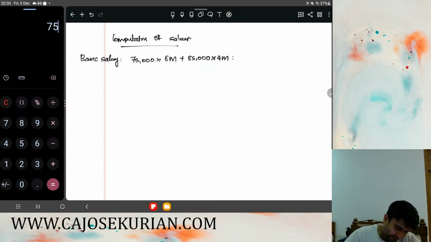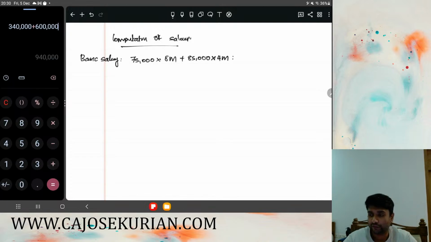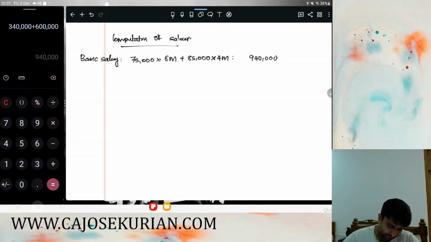So 75,000 into 8 months will be 6 lakh. Then 85,000 into 4 months will be 3 lakh 40,000, plus 6 lakh will be 9 lakh 40,000, his total basic salary. So that is the basic salary. Now what?